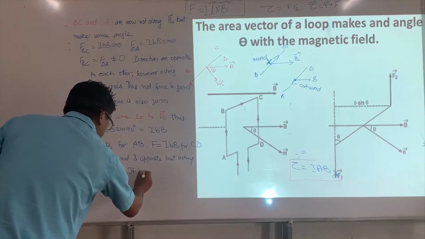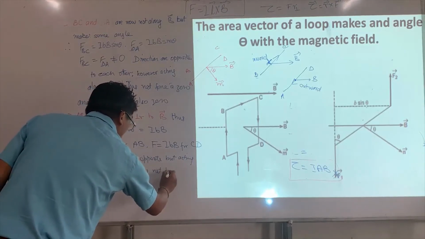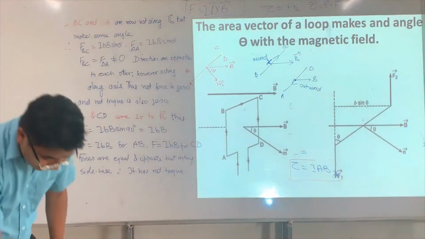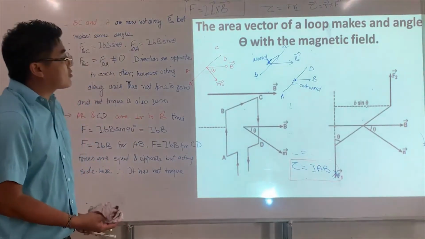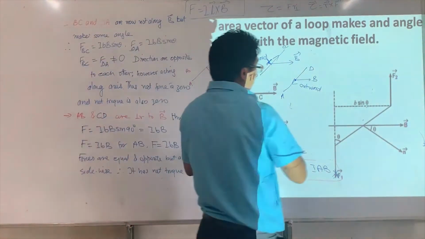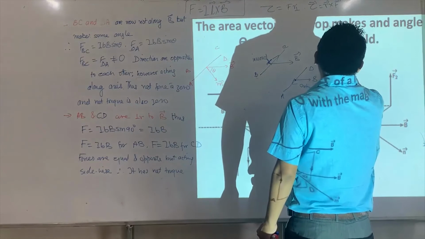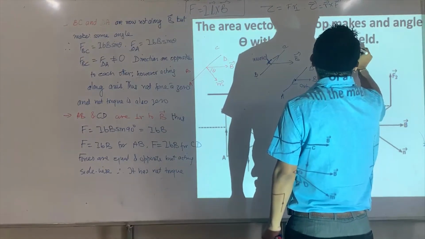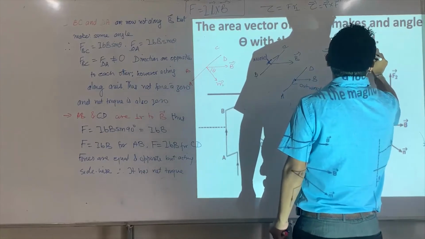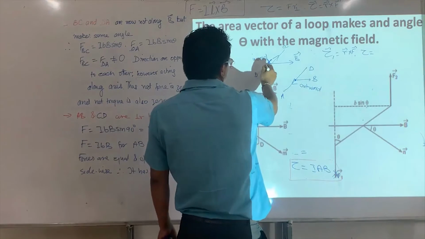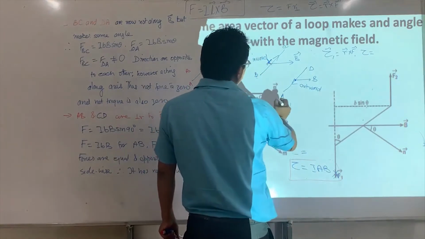therefore it has net torque. So how to find out net torque? Again, we'll discuss torque number one. What is torque? Torque is equal to force into perpendicular distance. So what is the perpendicular distance right here, right?